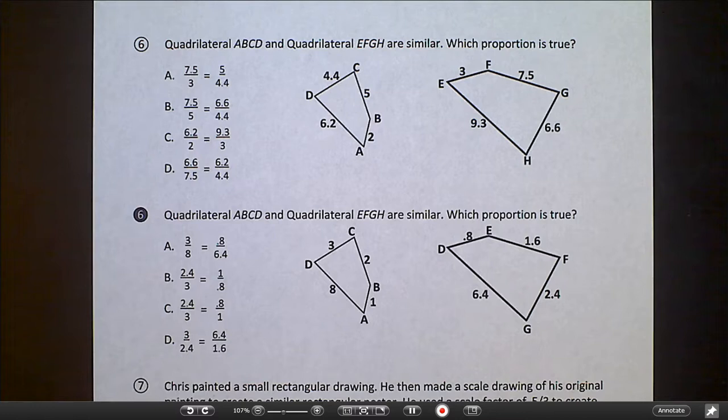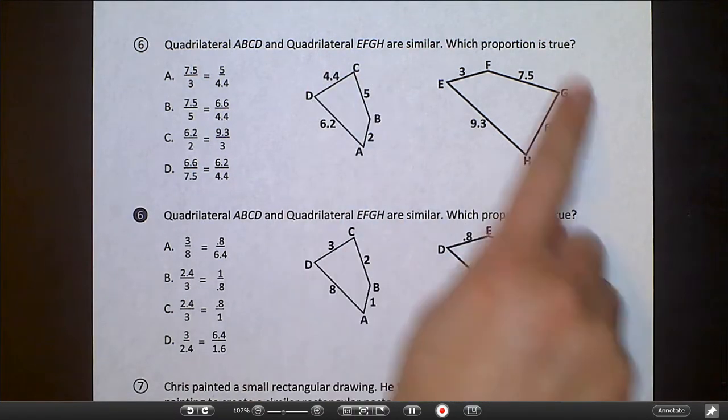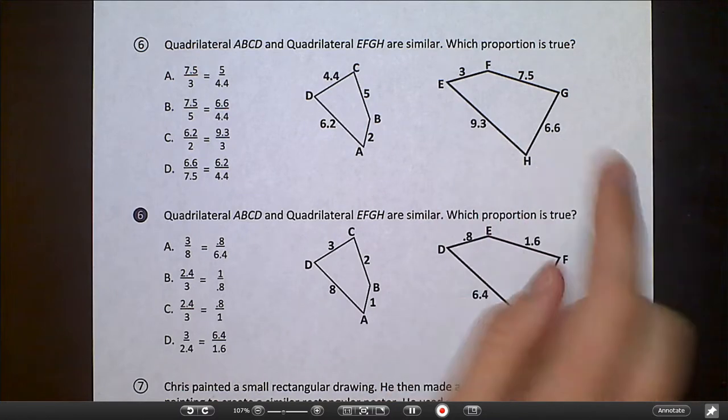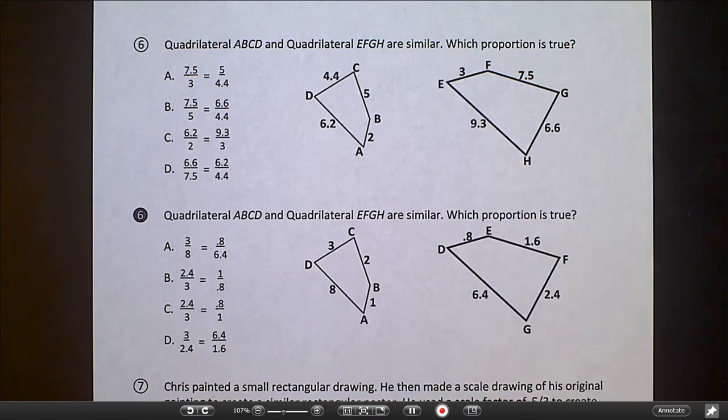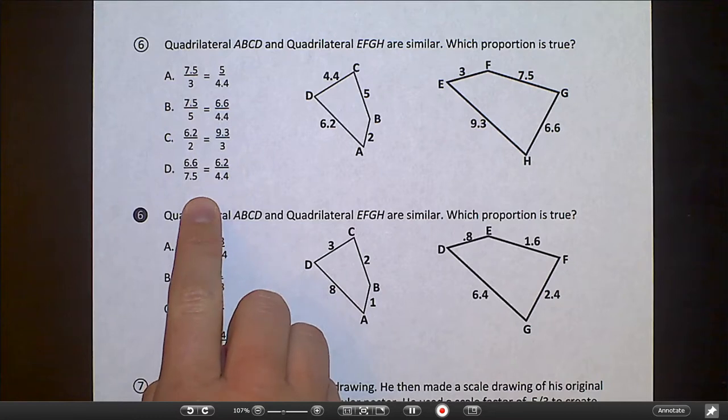So it says quadrilateral ABCD and quadrilateral EFGH are similar. So which proportion is true? Basically, which proportion has it set up correctly? Now remember, there are a lot of different ways that we can set up proportions correctly, especially since all of this information is given to us. So we have our choice of which sides we want to use. We have our choice of how we want to name our ratio and set it up. And so 3 of these are going to be wrong and 1 is going to be right. So we're going to test every single one of them.